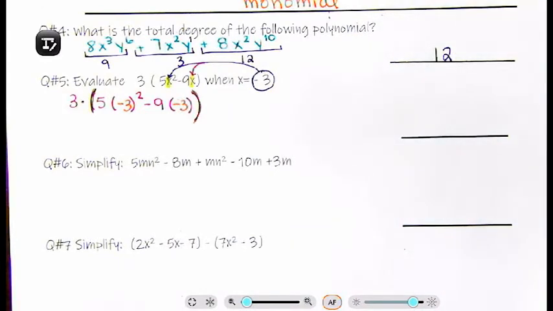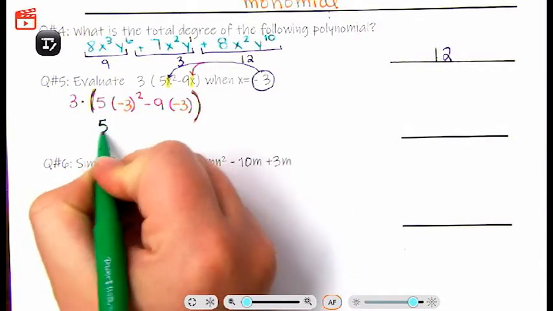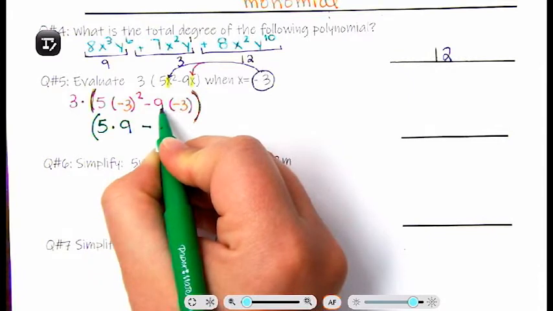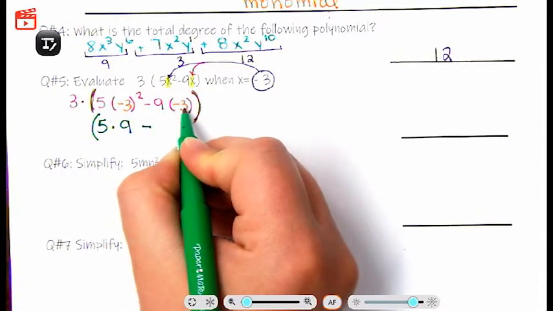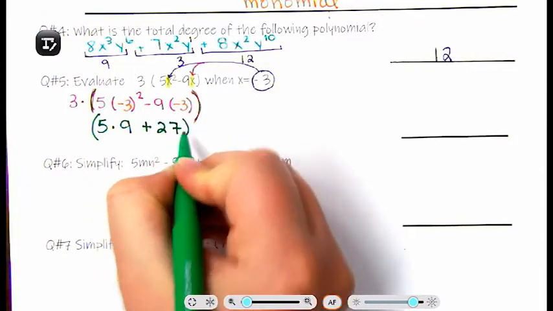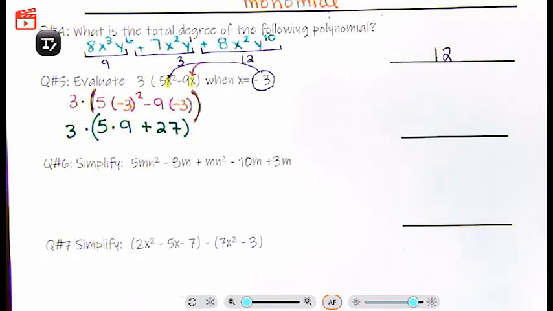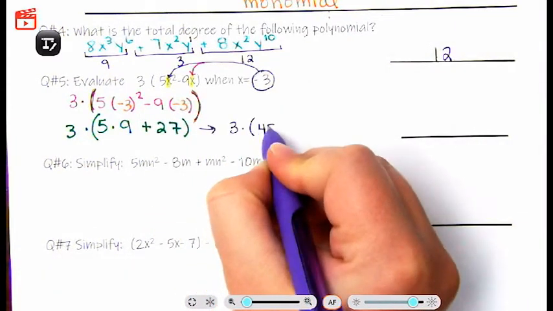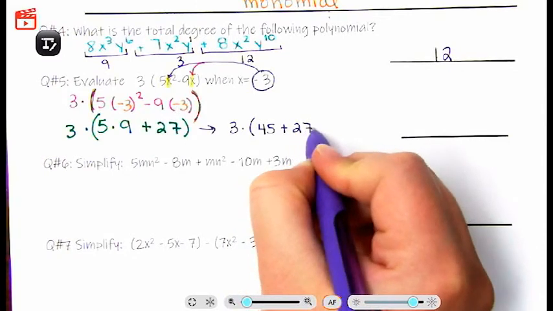So I have -3 squared, which is 9, minus 9 times 3 is 27. I have a negative and a negative, so I have 27. And I still have this multiplication of 3 on the outside. 9 times 5 is 45, plus 27 is left over.